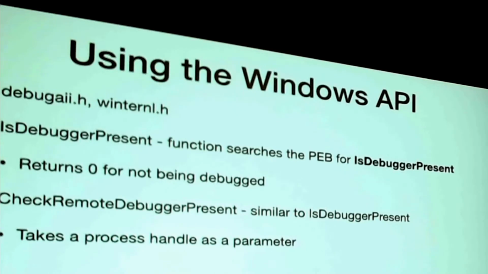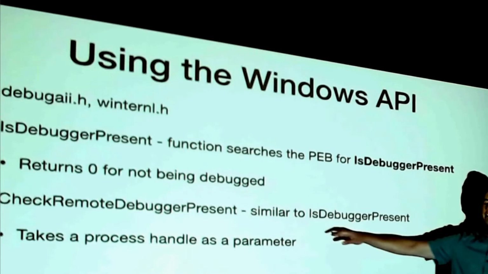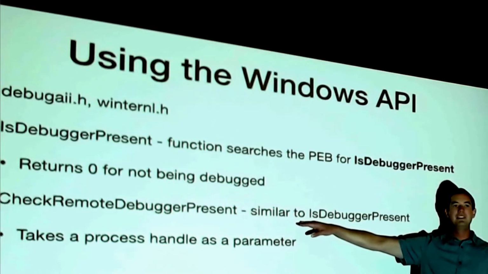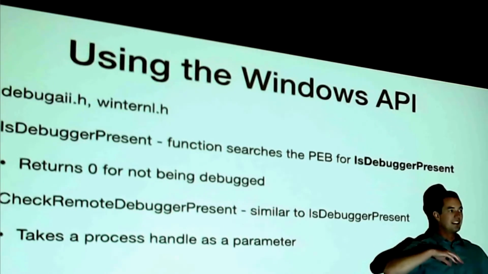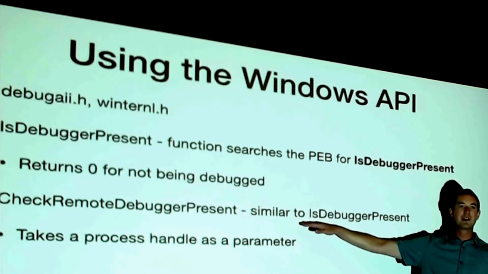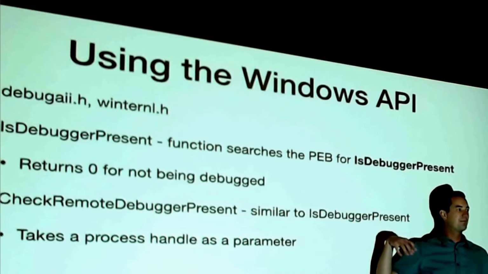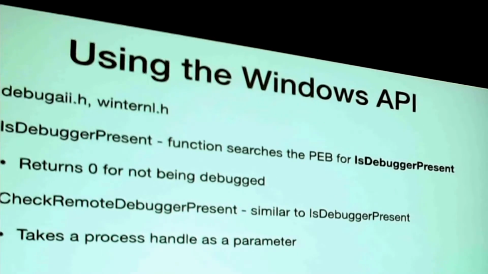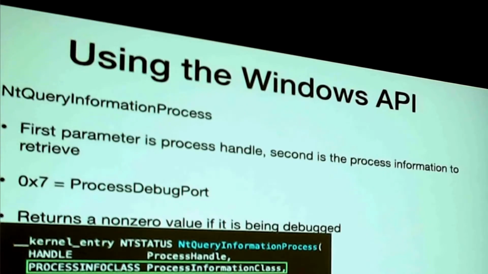Okay, so just to make you aware of some different API calls that can handle kind of the same thing, CheckRemoteDebuggerPresent works almost identically. This is not typically used for checking a remote system, it's for checking a remote process. So if you use CheckRemoteDebuggerPresent but give it your current process ID, it's effectively checking itself. So that's kind of a cool one there.